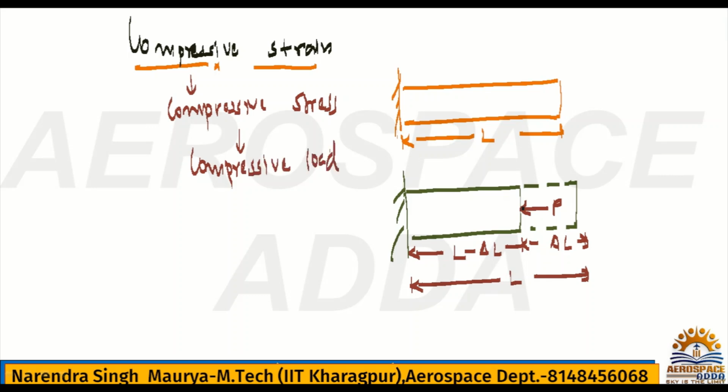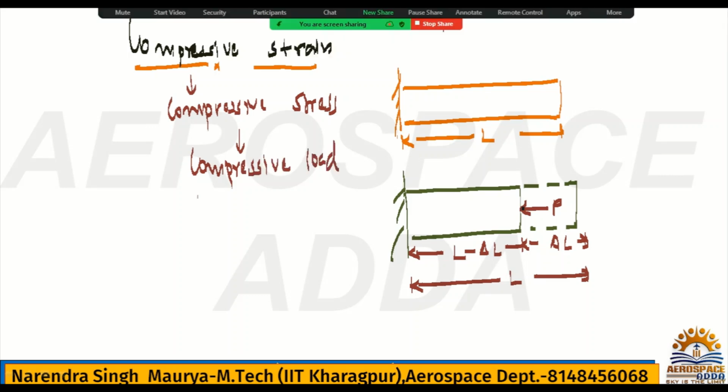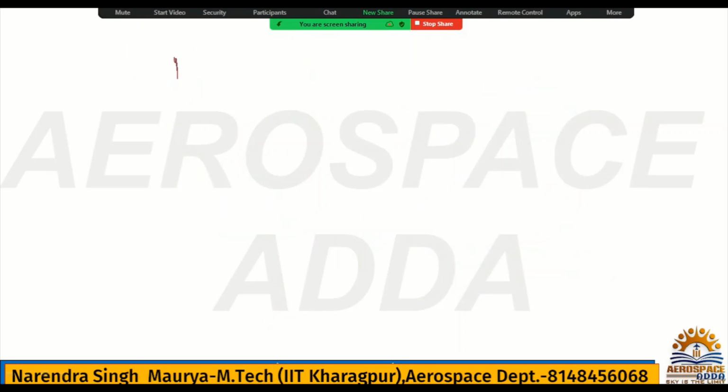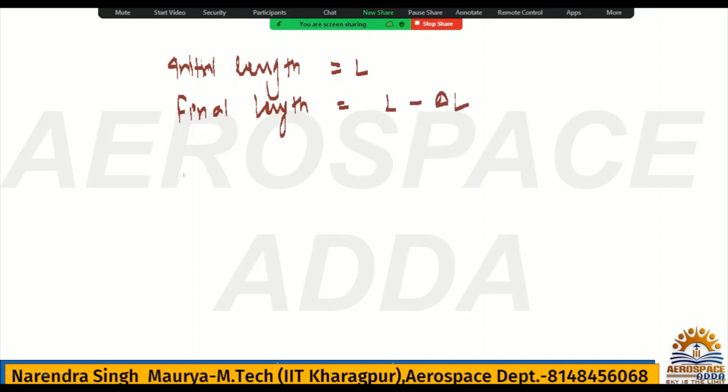So compressive load, and obviously because of the compression, there is a shortening of length, means length will be decreased. If it is shortened, then obviously negative sign will come. Okay, now coming to this, what is the initial length? It is L. What is the final length? It becomes L minus delta L.